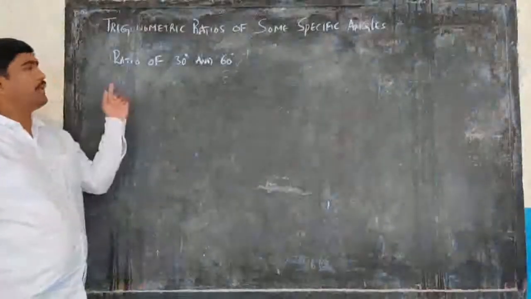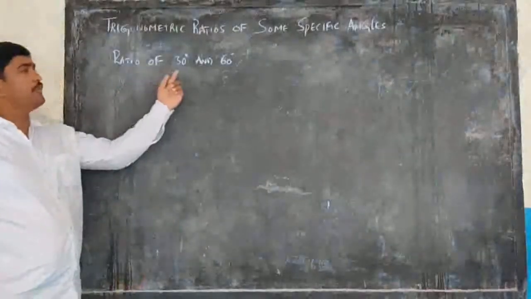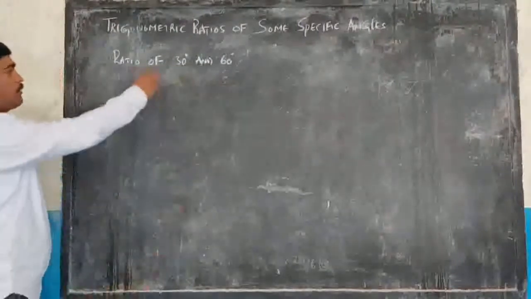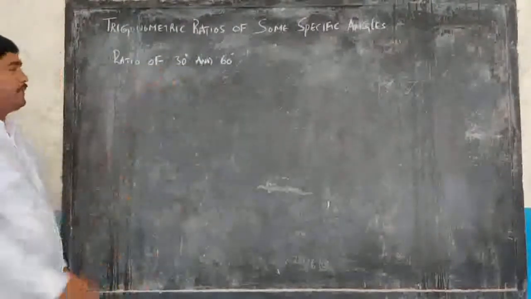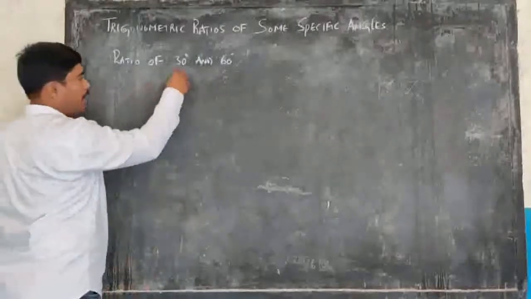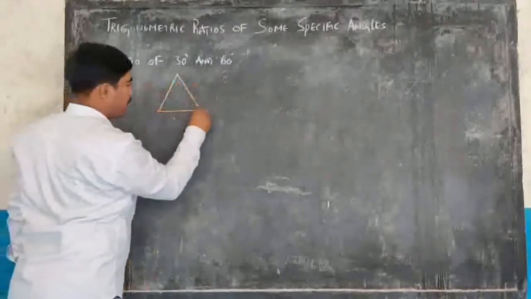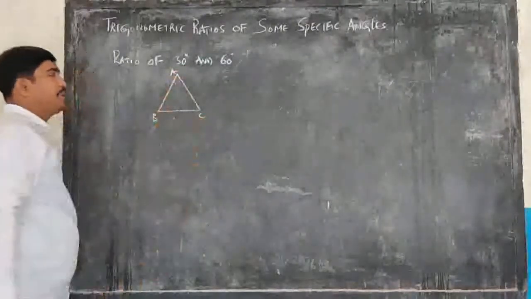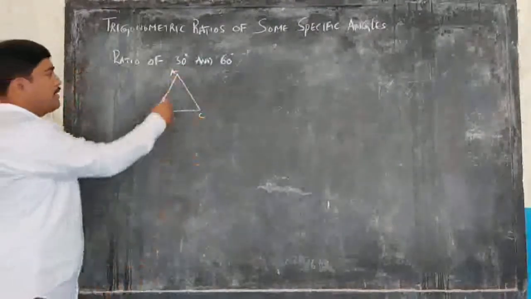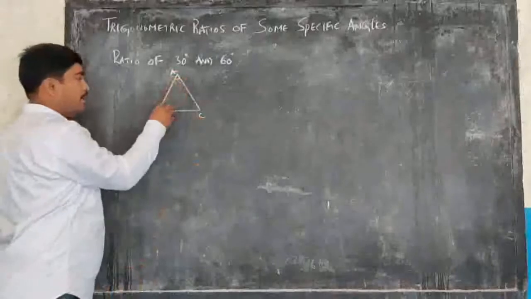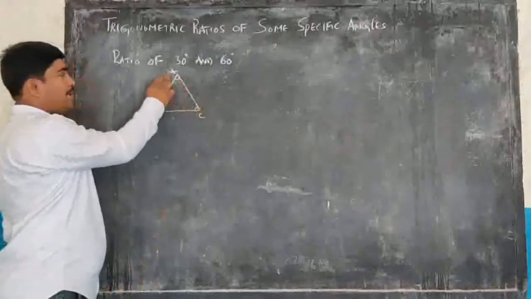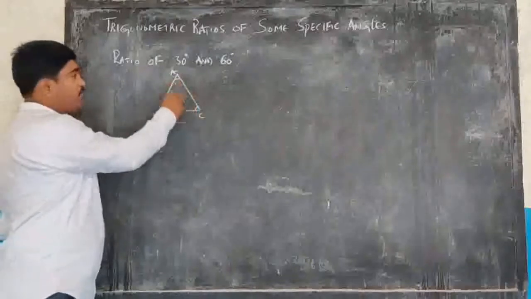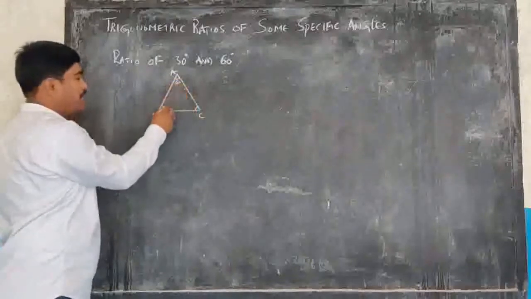Now we learn how to find the trigonometric ratios of 30 degrees and 60 degrees. In order to find this, first we will consider a triangle with sides A, B, C. If you observe, this is an equilateral triangle. ABC is an equilateral triangle with 60 degrees in each angle.